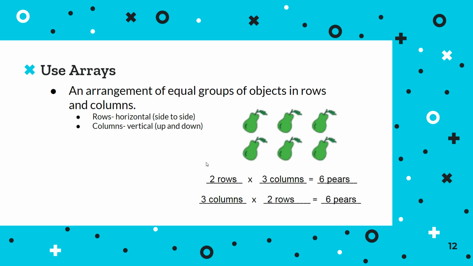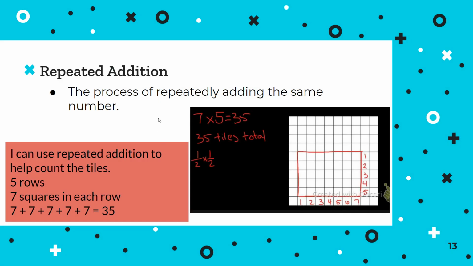So you do the same thing for area. You would count up how many rows you have and how many are in each row, and you would multiply the two. And of course, when we are using multiplication, we know that we can do repeated addition as well.